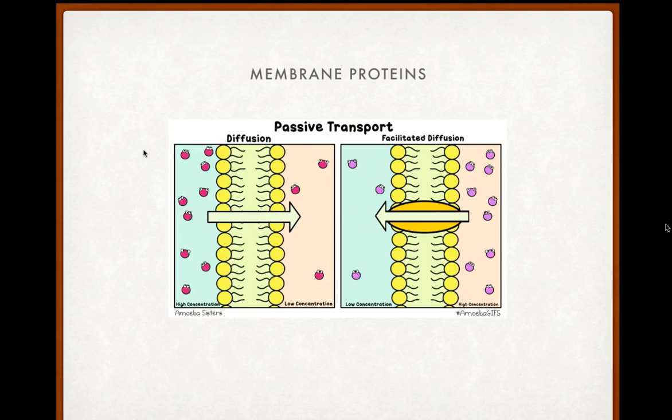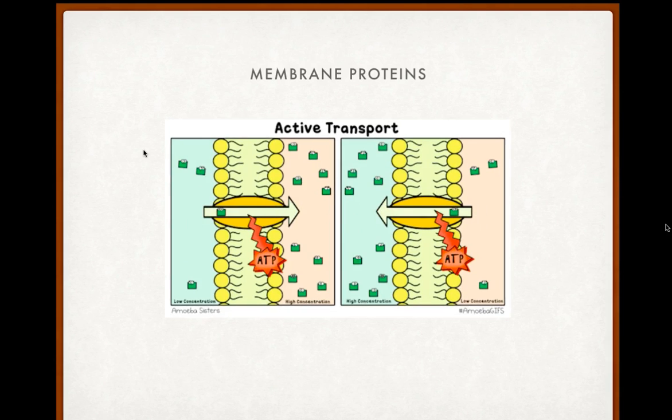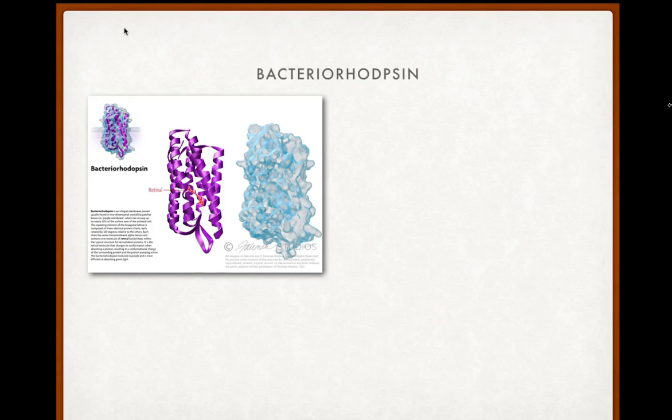Active transport, on the other hand, moves things from a lower concentration to a higher concentration, and this always requires energy. That energy can be from ATP, light, or coupled transporters, where the passive transport powers the active transport. An example of active transport is bacterial cells that use bacteriorhodopsin as a proton pump.